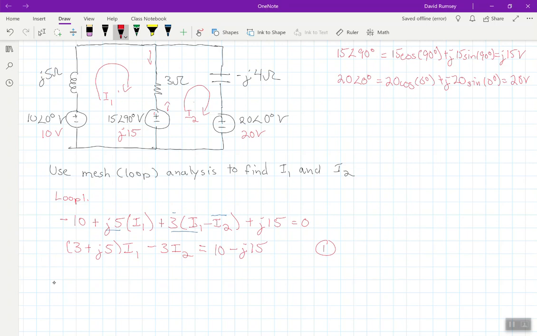Now I'm just going to do loop 2 in a very similar manner. Loop 2, I'll go ahead and start at the j15 source. I have coming in on the negative side of that, so I have minus j15 plus 3, and I'm in loop 2, so it's I2 minus I1. They're still subtracted because they're fighting each other, but it's I2 first because I'm in the I2 loop. Then I have this capacitor, so that would be minus j4 I2. And then I hit the positive side of that, so it'd be plus 20 equals 0.